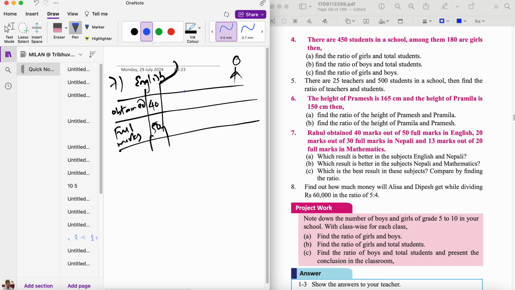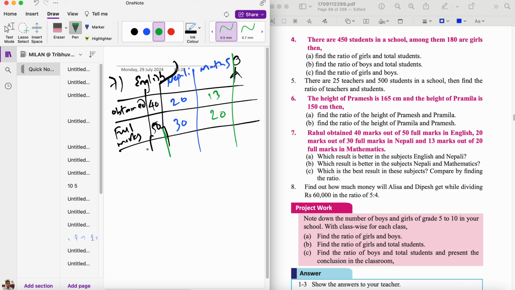Then 20 marks out of 30 in Nepali. Now Nepali, right here. Obtained 20 out of 30. Then mathematics, maths, full marks is 20 and he got 13. Then let's find out the percentages.